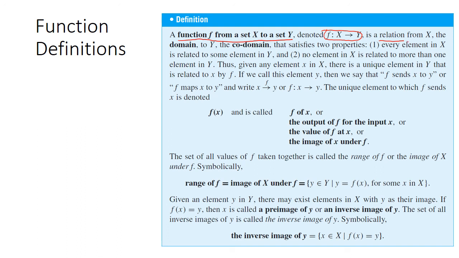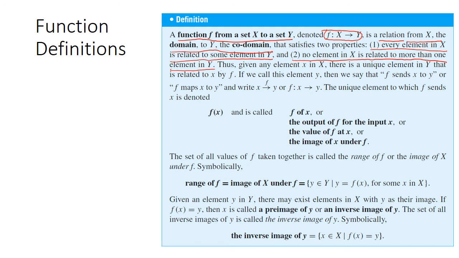So it's a relation from X, which is called the domain, to Y, which is called the codomain, that satisfies two properties. You must satisfy these properties to be a function. The first one is every element in X is related to some element in Y. In other words, every element in the domain must have some element in the codomain that goes with it. And secondly, no element in X is related to more than one element in Y. This is part of the definition of function that I expect you already knew from a previous class. For every input in the domain, you can only have one output. No input can have more than one output.